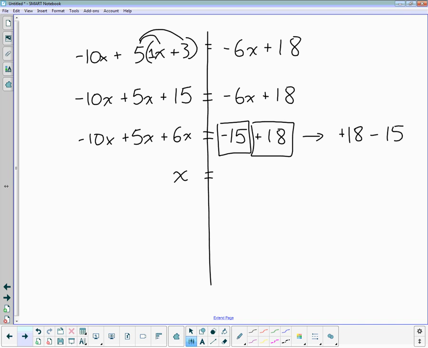What's 18 minus 15? Well, first of all, the 18's bigger, so we're not going to deal with a negative number. 18 minus 15 just gives me 3. We don't need to divide here because we've already got it as a 1, and we're done.